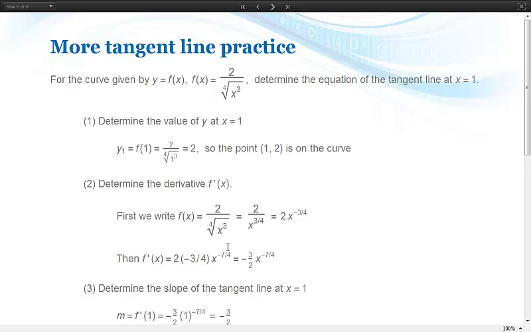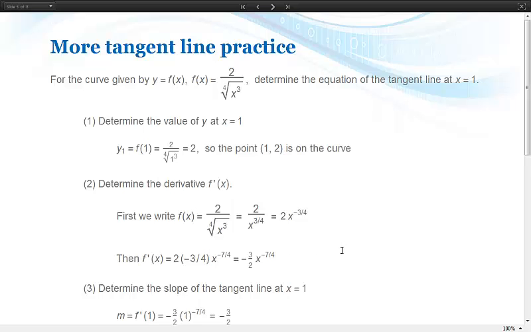I always subtract 1 from the exponent. Well, minus 3/4 minus 1 is minus 7/4. And of course 2 times minus 3/4 is minus 3/2. So the derivative is minus 3/2 x to the minus 7/4, which is, if we wanted to do it in root form, minus 3/2 times 1 over the 4th root of x to the 7th, right? But this is okay for calculation, so we'll leave it this way.